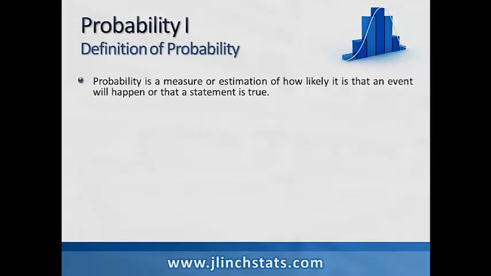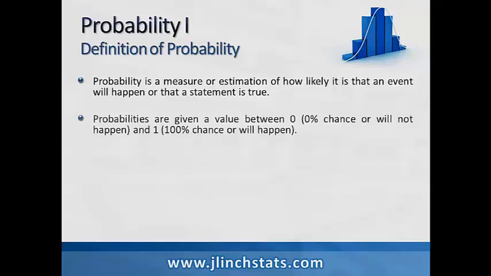Now let's begin with the definition of probability. Probability is basically a measure or estimation of how likely it is that an event will happen or that a statement is true. Probabilities are given a value between 0, that is 0% chance, or will not happen, and 1, 100% chance, or will happen. So we assign probabilities values between 0 and 1. We can also assign them percentages from 0% to 100%. 0% once again is a chance that it won't occur, and 100% is a certain chance that it will happen.